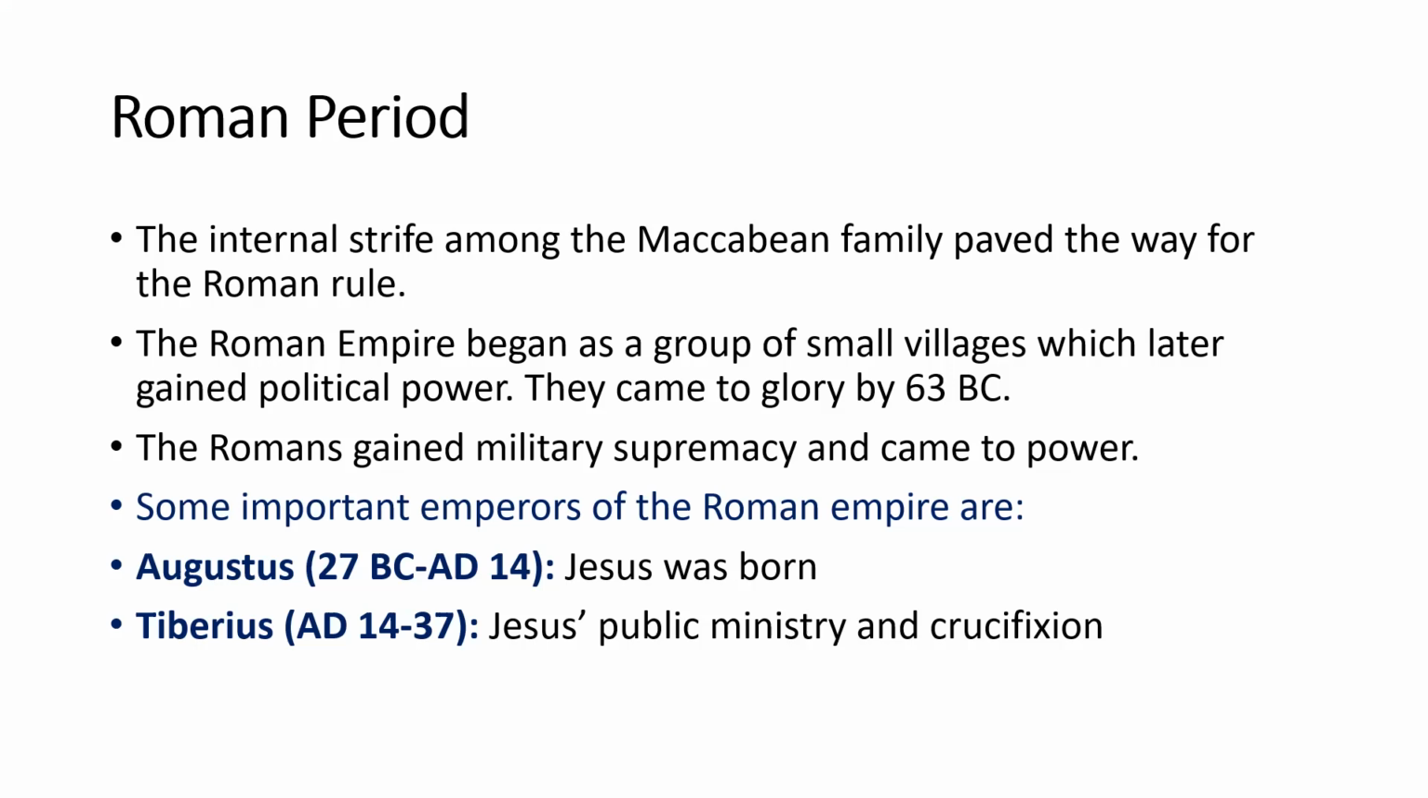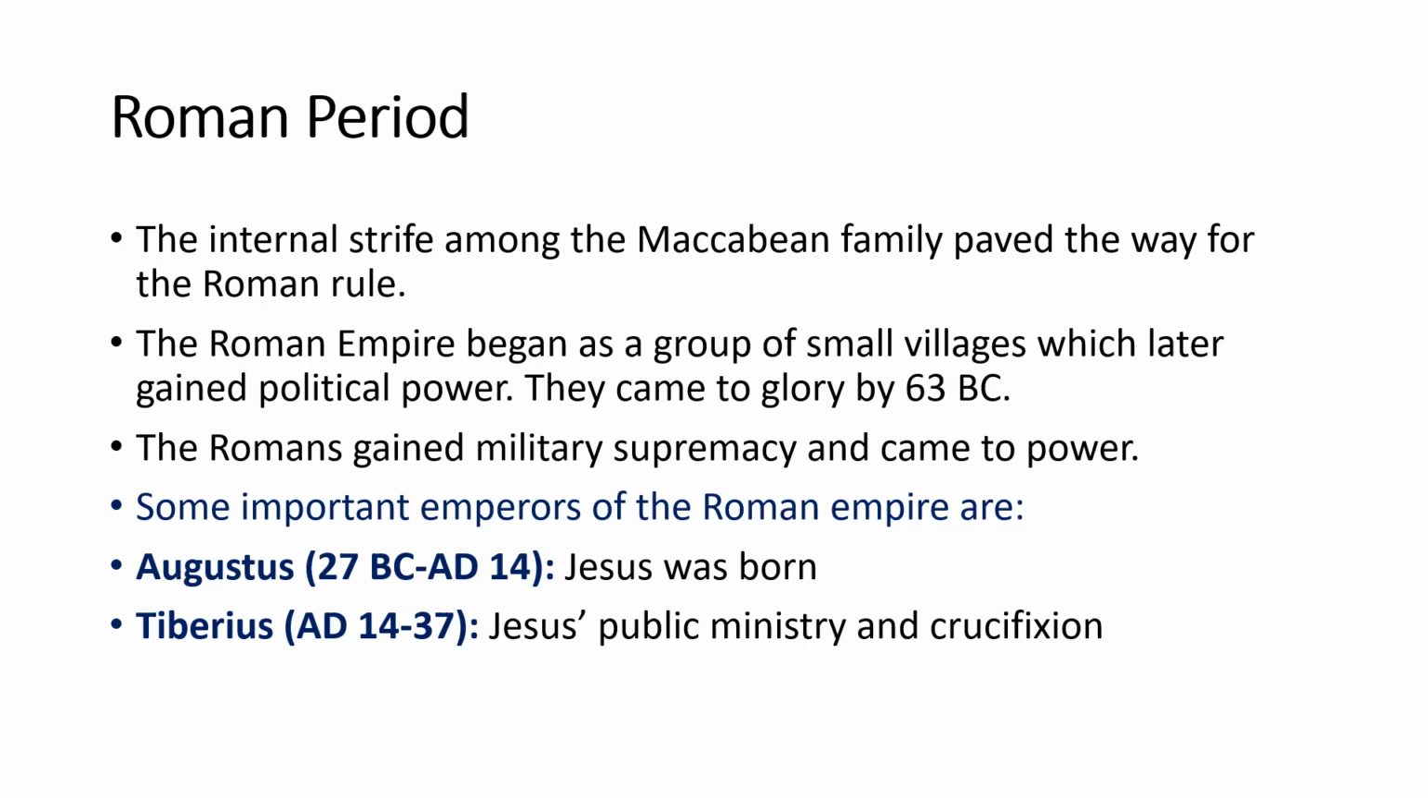All right. So as you see in the screen, the internal strife among the Maccabean family paved the way for the Roman rule. The Maccabean family is nothing but the Hasmonean dynasty. Last class we were discussing them. When we came to the Roman period, I said the Romans very easily captured and overpowered the Hasmonean dynasty, and they captured Palestine. Why they were able to do that very easily was because of the internal strife among the Maccabean family. They themselves had issues in their government, so it was easy for the Romans to capture them.